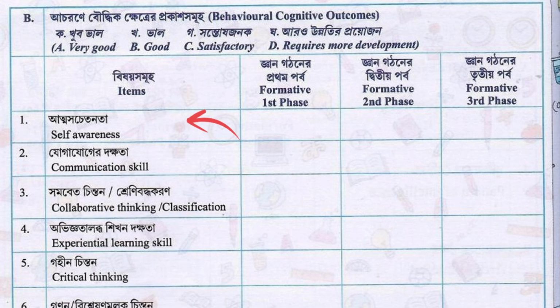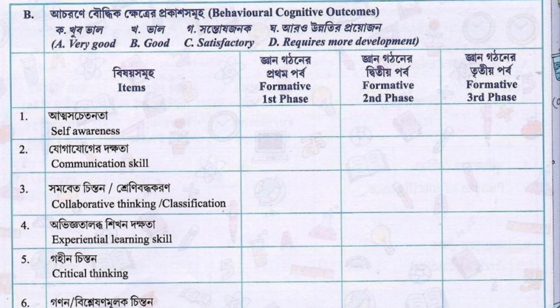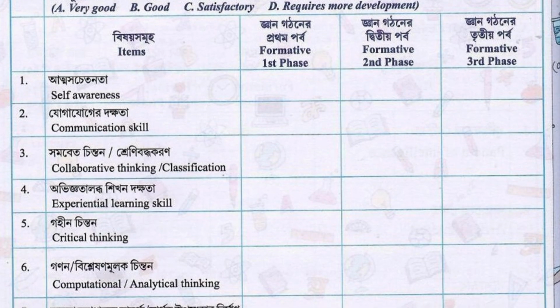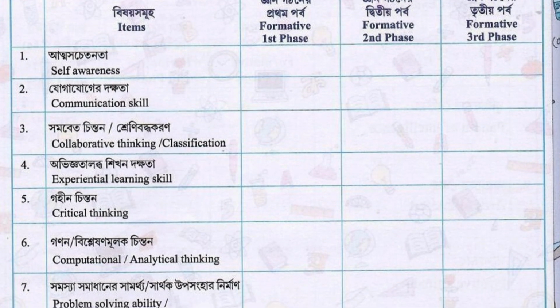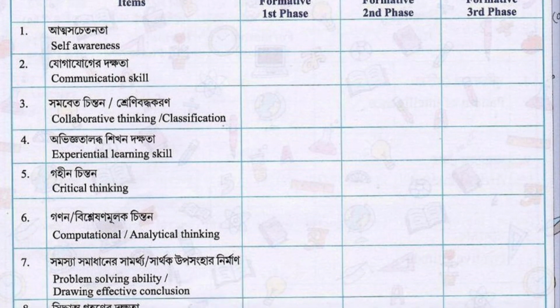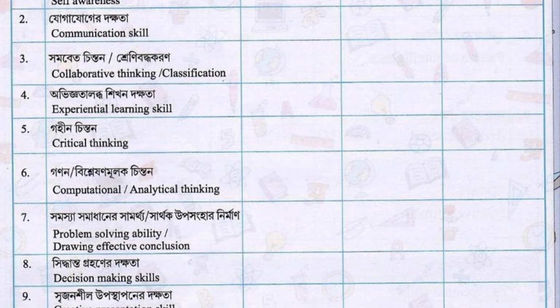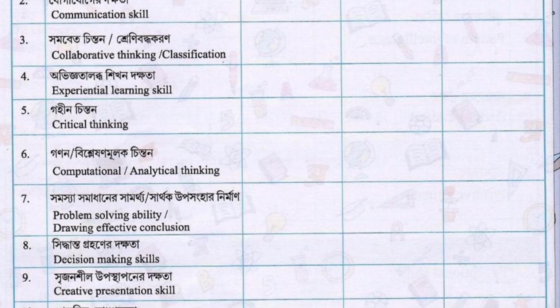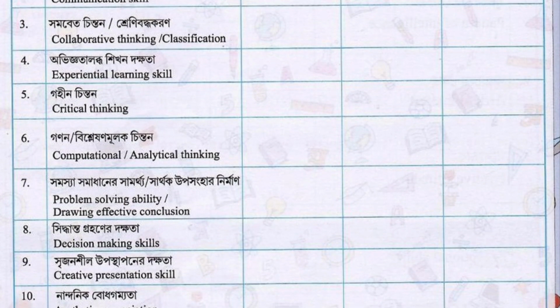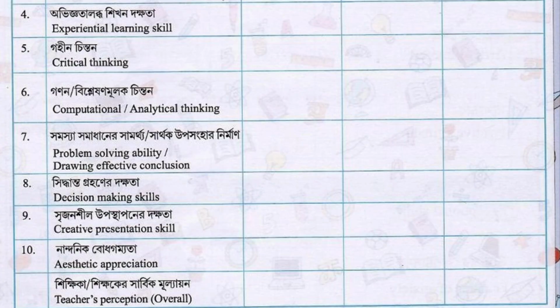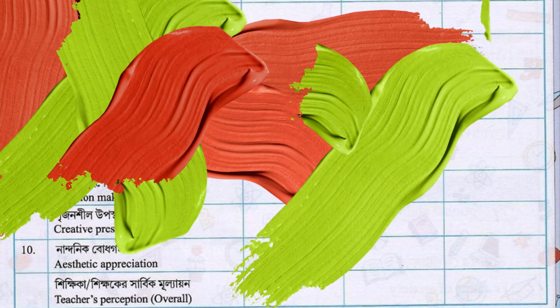Here the items are self-awareness, communication skill, collaborative thinking or classification, experiential learning skill, critical thinking skill, computational or analytical thinking, problem solving ability or drawing effective conclusion, decision making skills, creative presentation skill and aesthetic appreciation. Plus, there is a space for the teacher's overall perception.